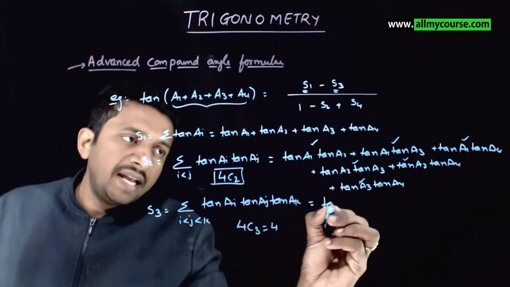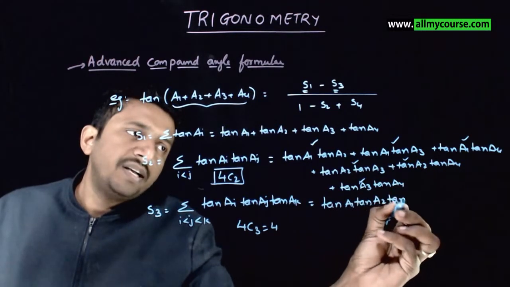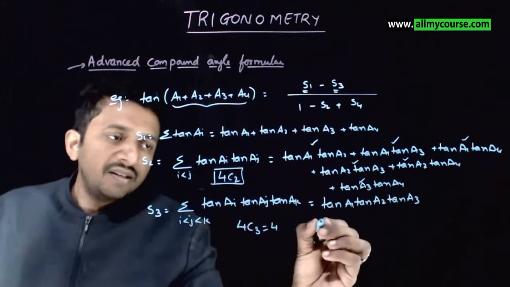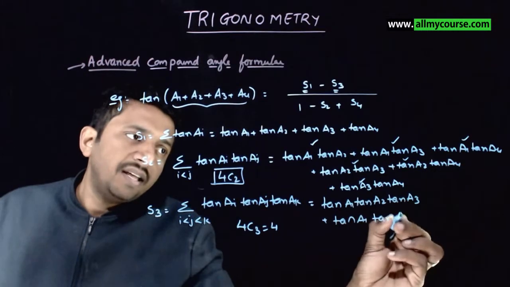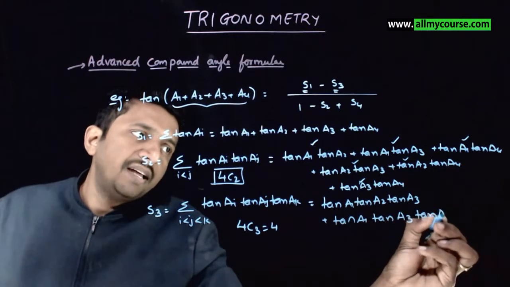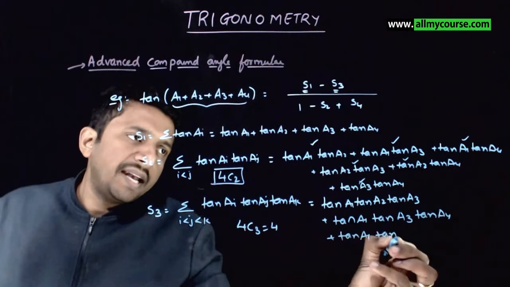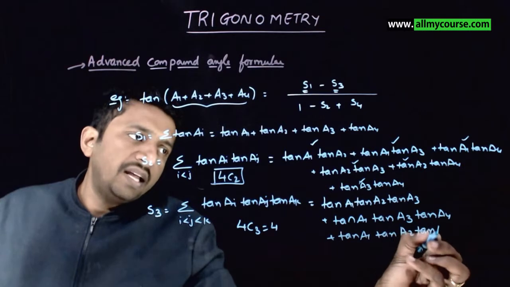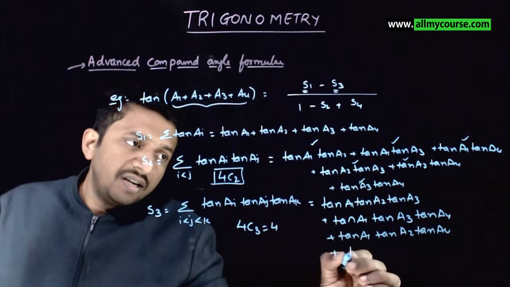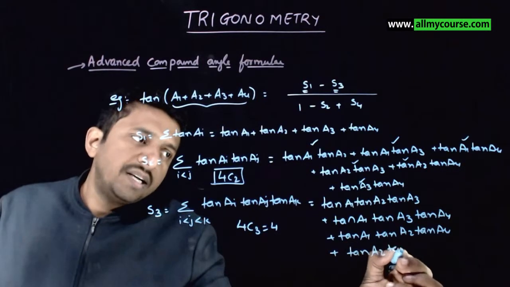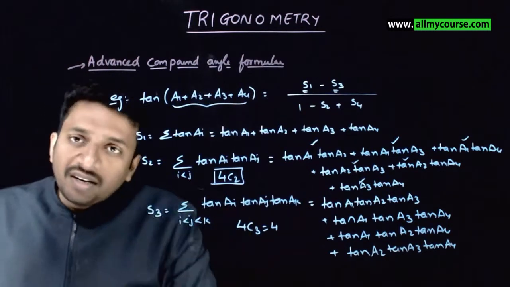So that is nothing but tan A1 tan A2 tan A3 plus tan A1 tan A3 tan A4, this is also okay, plus tan A1 tan A2 tan A4, this is also okay, right? Because I is less than j is less than k, plus tan A2 tan A3 tan A4. These are the 4 terms that you get in the term S3.